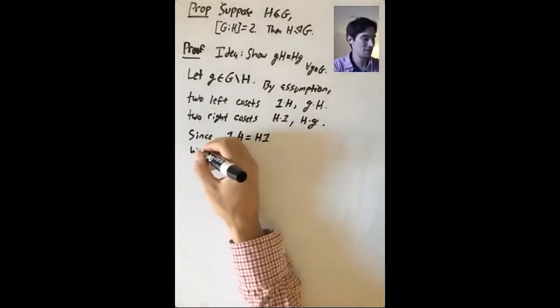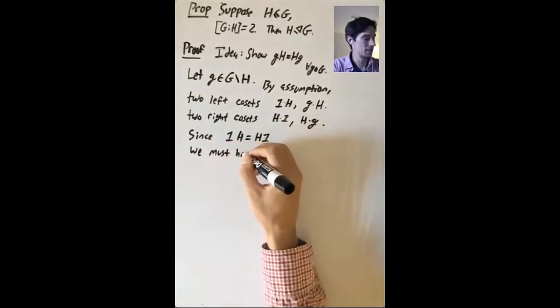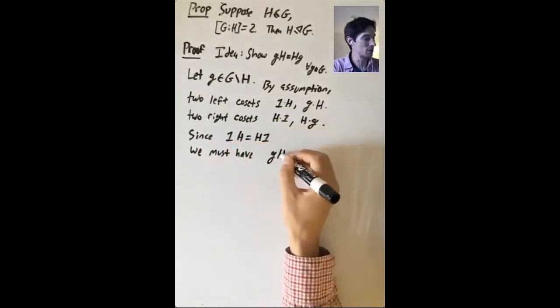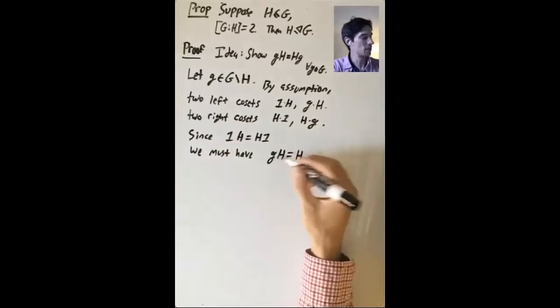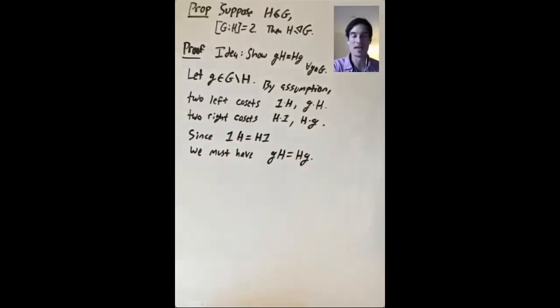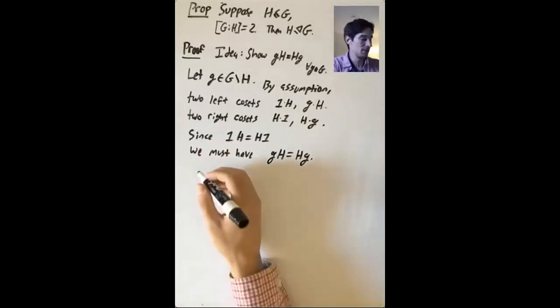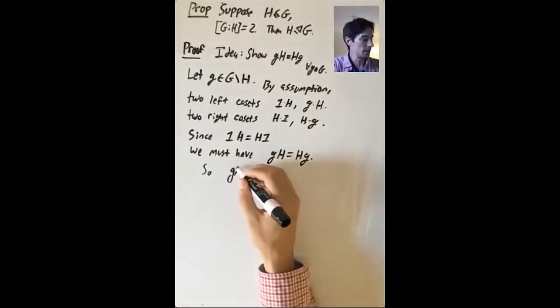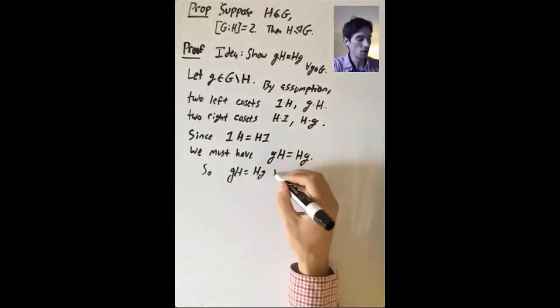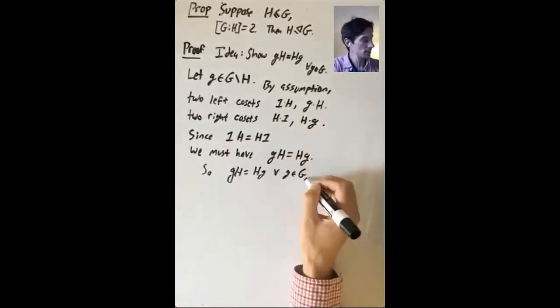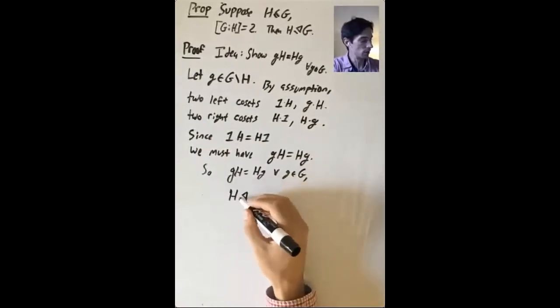So this means we must have that the other two cosets are equal as well, that the left coset of H containing g is equal to the right coset of H containing g. So if you have an element in H, the left coset of H containing that element is the right coset of H containing that element, because that just is H. And if you have something that's not in H, we've shown that those have to match up too. So gH equals Hg for all g in G. So H is normal in G.